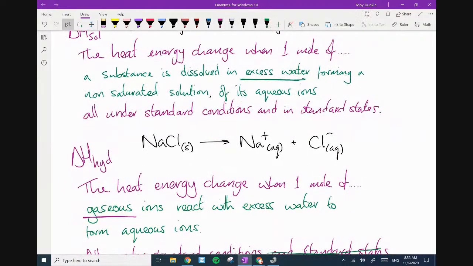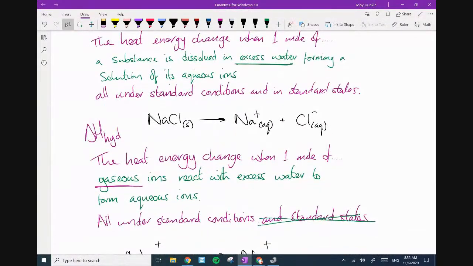Non-saturated solution. You don't need that because it says excess water, so technically you can delete that. Make it easy for yourself. 1 mole of a substance is dissolved in excess water, forming a solution of its aqueous ions. That's allowed. That's totally okay. You've said excess water. It ticks the box. And there's then the equation to go with it.